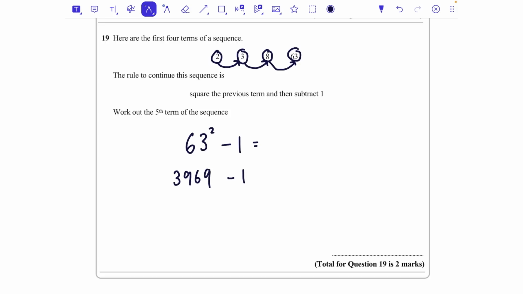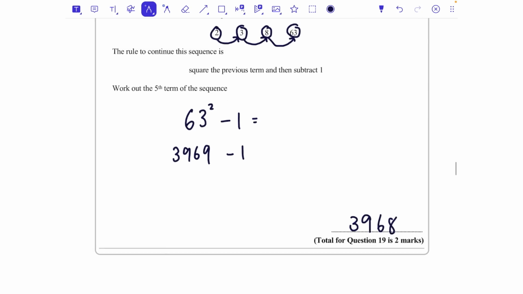And then we want to take away 1, and that leaves us with a final answer of 3,968. I wouldn't want to carry on that sequence much more than that.